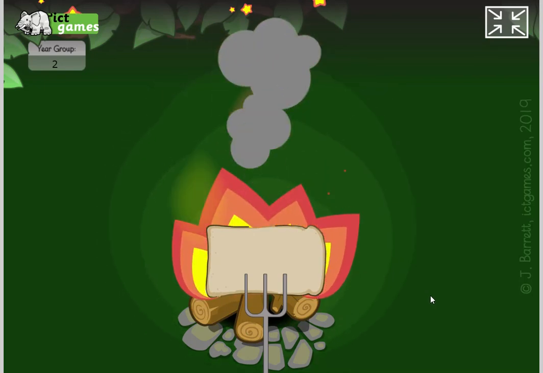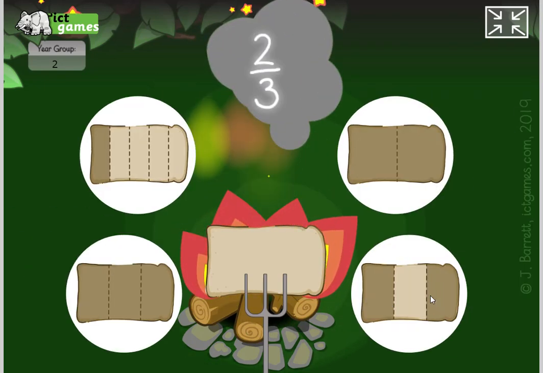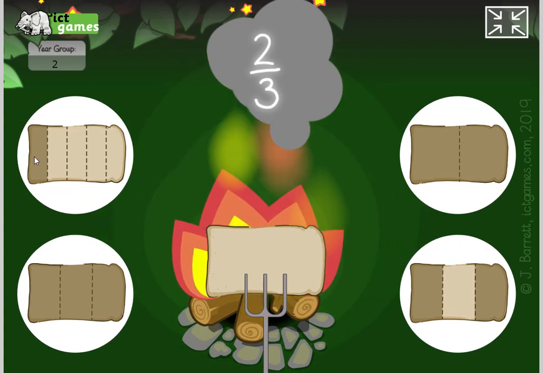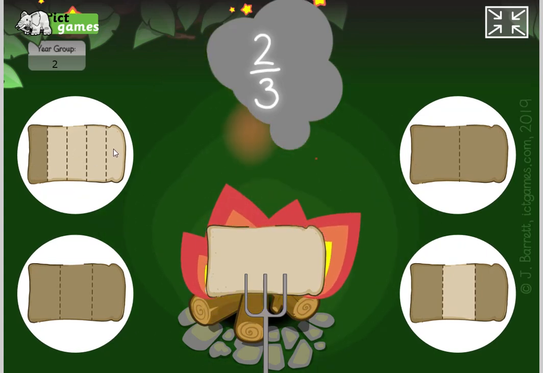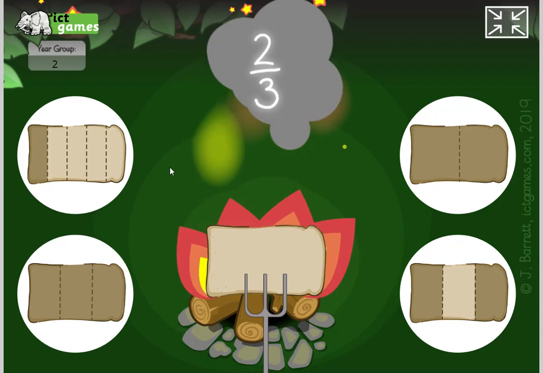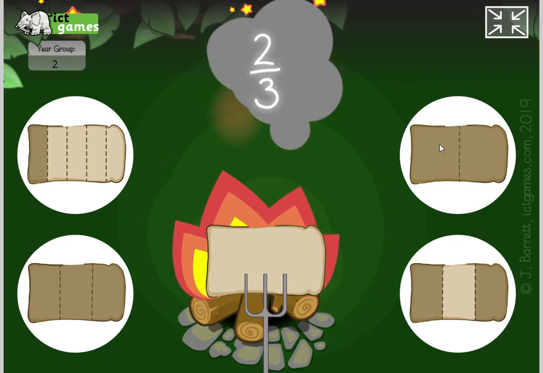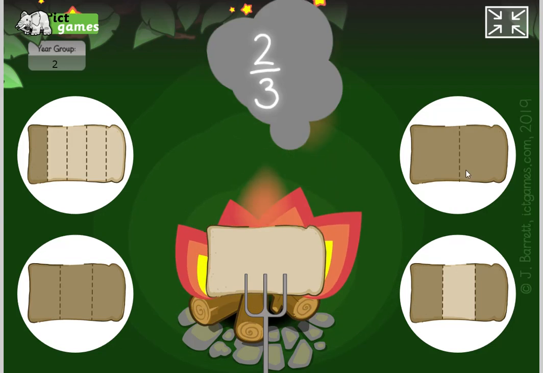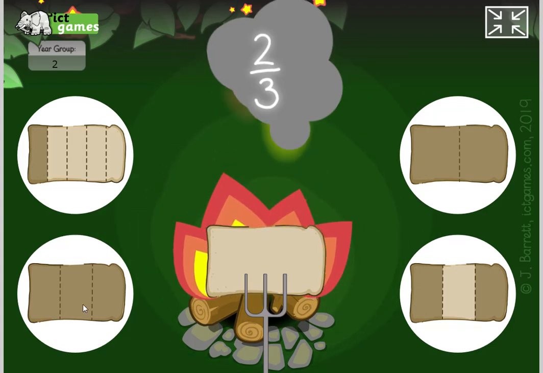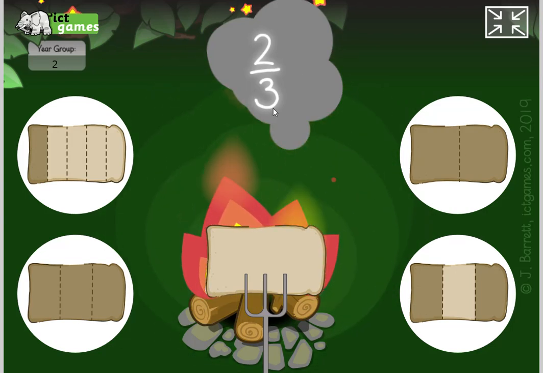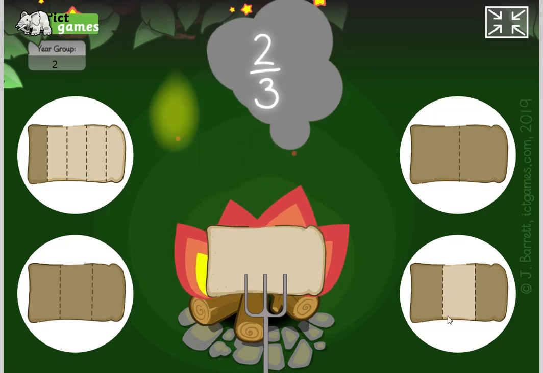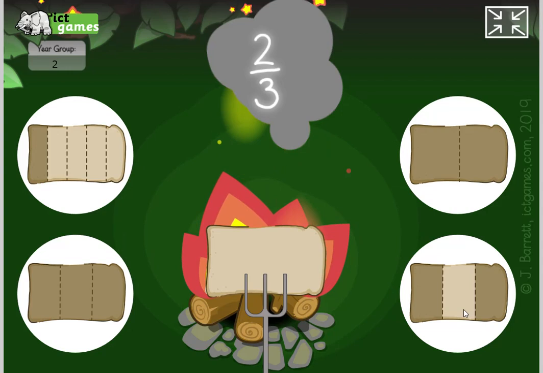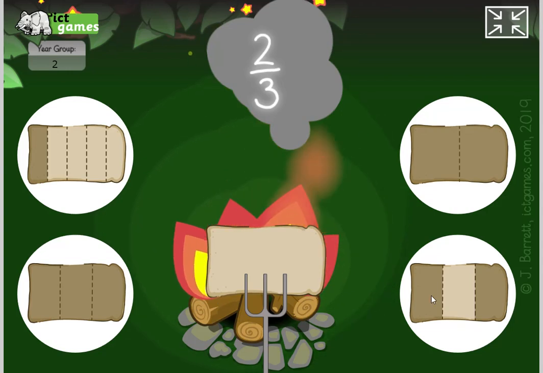Okay, sorry, that was one you hadn't done. Oh no, we keep getting tricky ones. Okay, 1, 2, 3, 4. That's 5 parts, so it's not that one. Forget that one. That's cut into 2. We don't want that. We want cut into 3. So it's not that one. That one's cut into 3, so it could be that one. That one's cut into 3, so it could be that one. So it's going to be one of these.